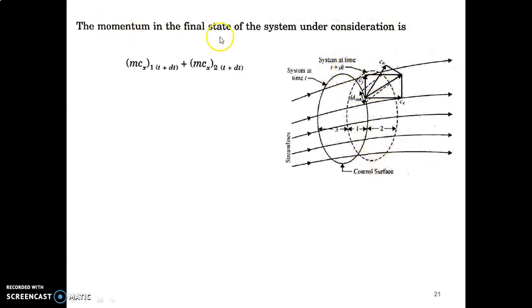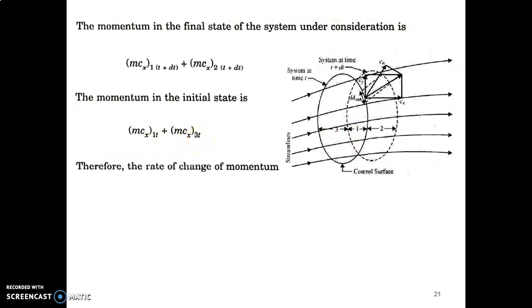So the momentum in the final state of the system will be actually the sum of the momentum of these two regions, 1 and 2. So at region 1 we have momentum m Cx suffix 1 at t plus dt, plus at region 2 m Cx suffix 2 at t plus dt. Now the momentum in the initial state can be written like this. The initial state contains two regions, 3 and 1: m Cx 1 at t plus m Cx 3 at t.